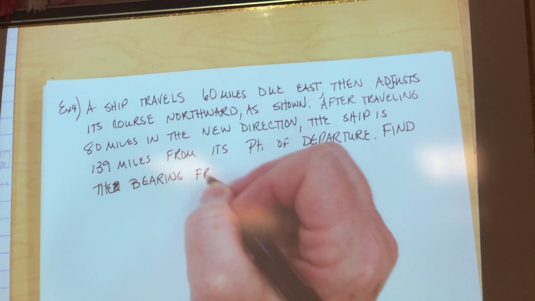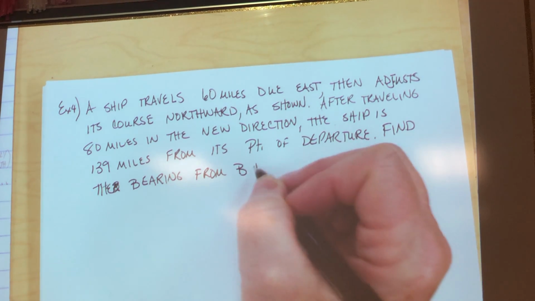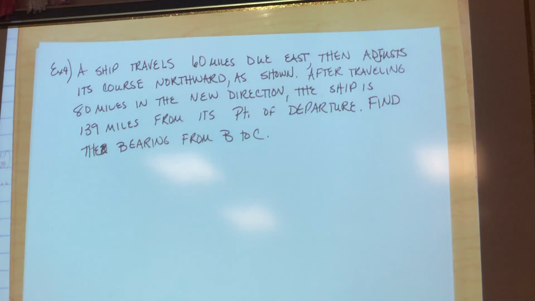from B to C. What's B? It didn't say B. I'll show you. Okay, obviously they drew a picture for you. I think people, you start at A and then you go to B and then you go to C. Yeah, it's very logical.